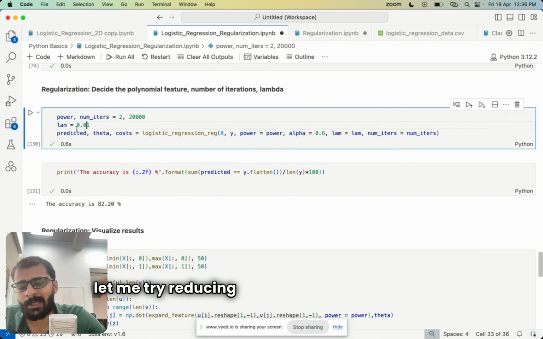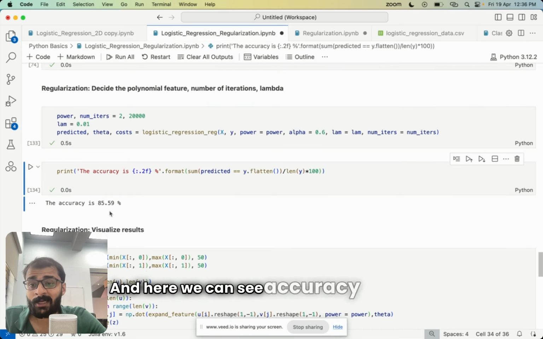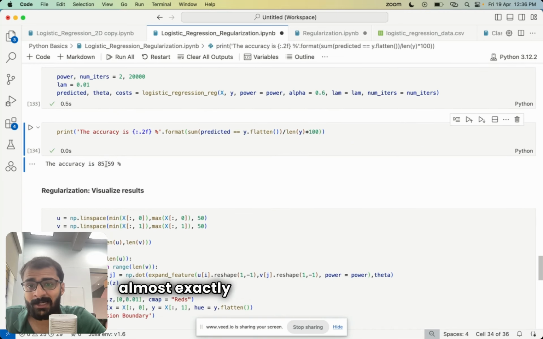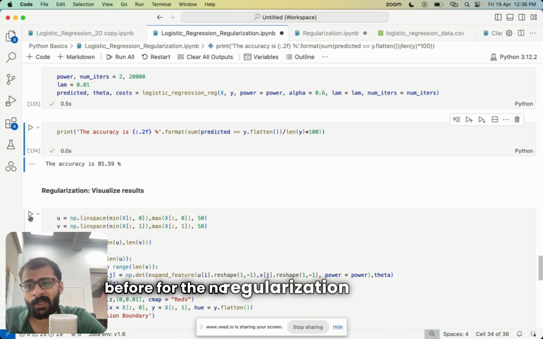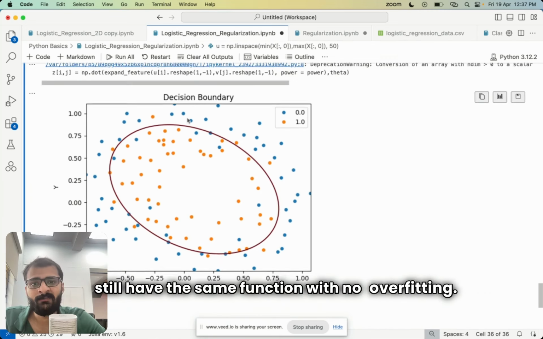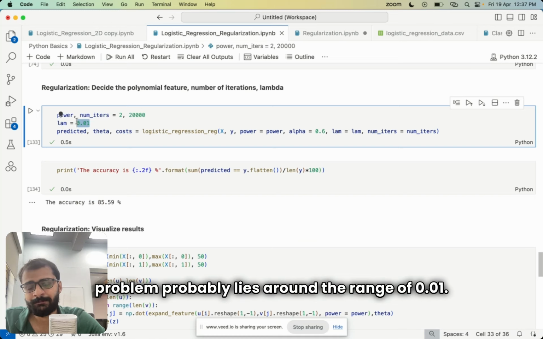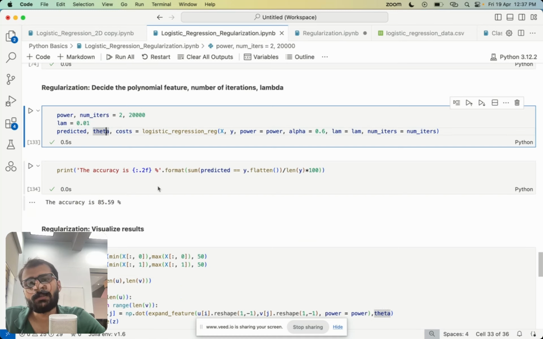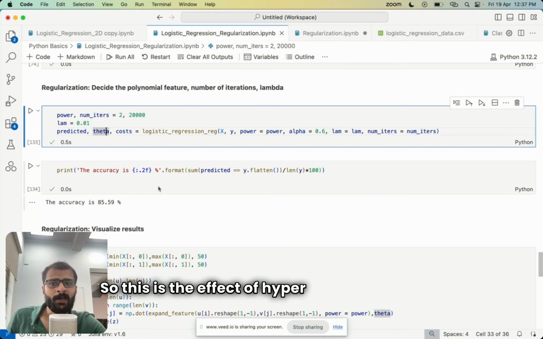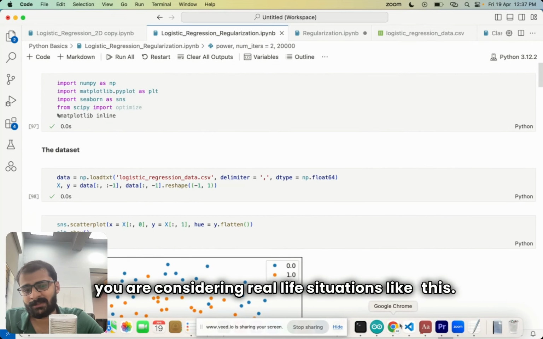Let me try reducing lambda even further to 0.01, and here we can see accuracy increases to almost exactly the same as what we had before for the no regularization case, and we still have the same function with no overfitting. This means that the ideal lambda for this problem probably lies around the range of 0.01. So this is the effect of hyperparameters when you are considering real life situations like this.